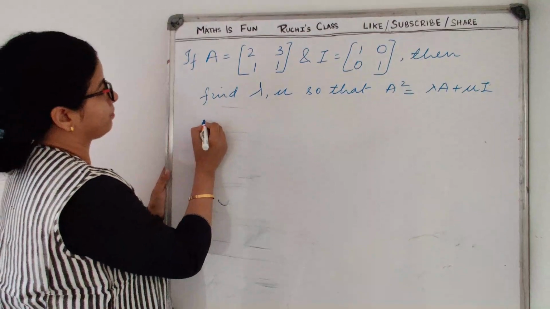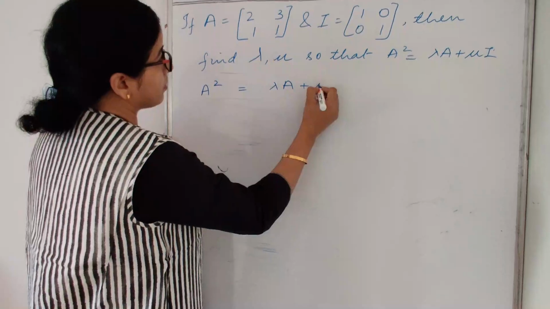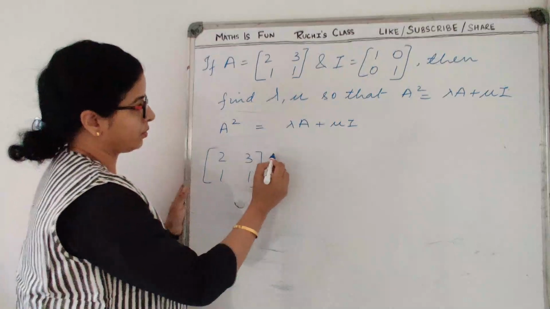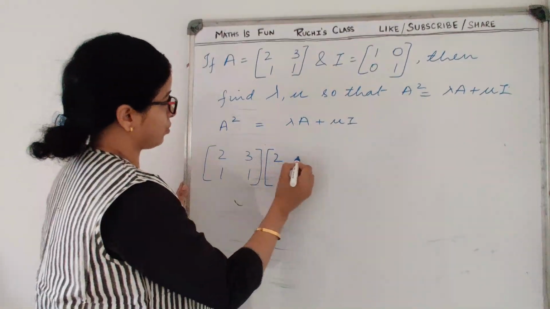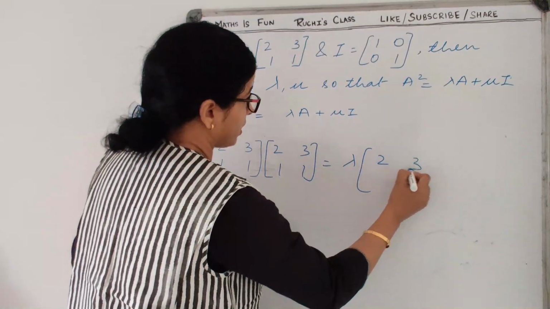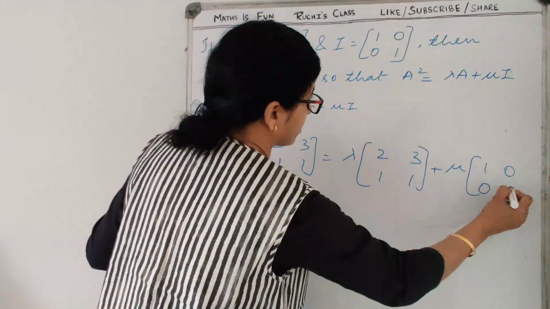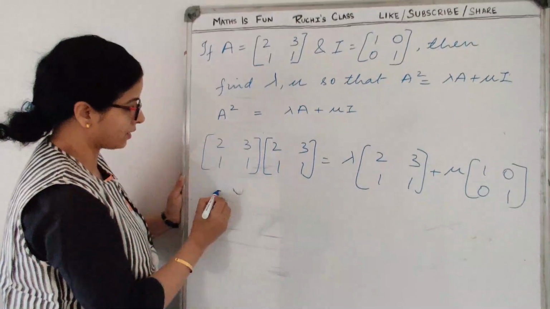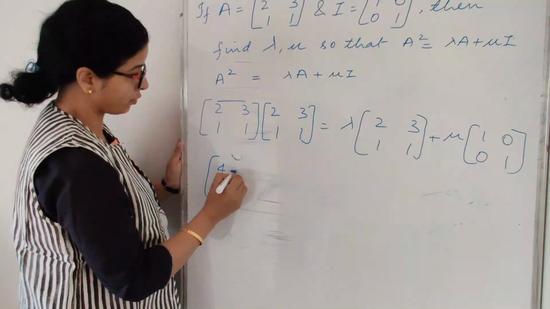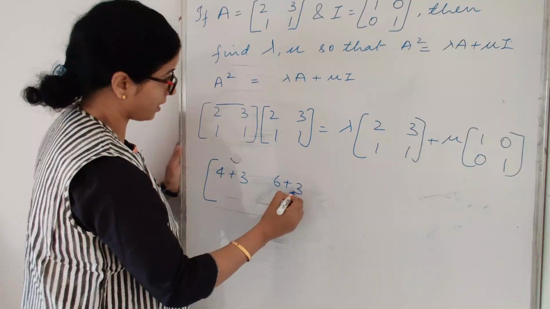Okay. So what is given to us? A square is equal to lambda A plus mu I. Okay. Substitute the values. So A square means A into A. So 2 3 1 1 times 2 3 1 1 equals lambda times 2 3 1 1 plus mu times 1 0 0 1. Okay. So we'll find the square of this. So again, first row into first column. So what it will become? 4 plus 3. First row into second column. So 6 plus 3, 1.